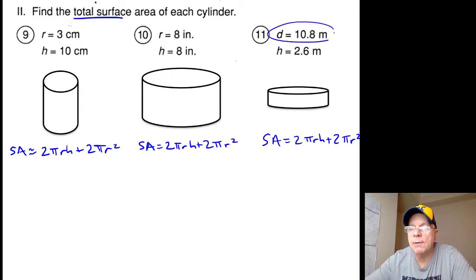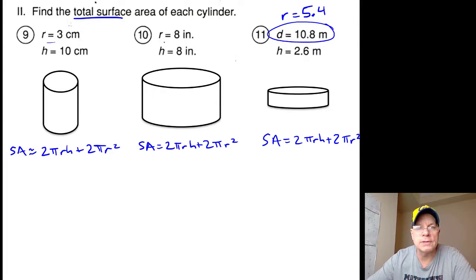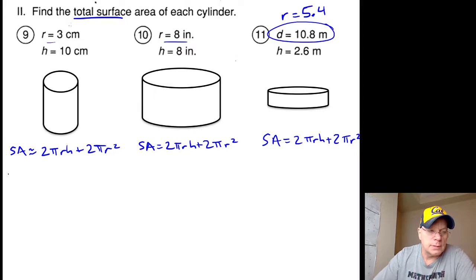By the way, I spotted right away that that's not a radius. So let's figure out the radius. Half of 10 is 5, half of 8/10 is 4/10. So r is 5.4. These other two have been given r. So I'm ready to start substituting.